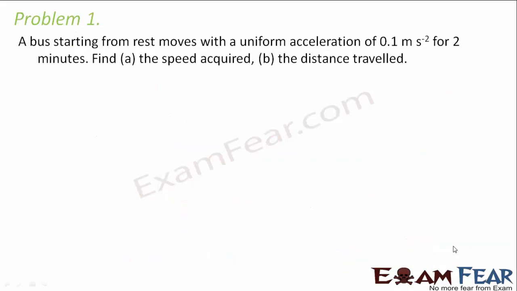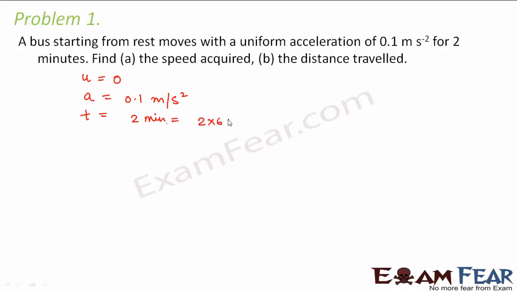So let us look at problem 1. It states, a bus starting from rest moves with a uniform acceleration of 0.1 meter per second square for 2 minutes. So the bus starts from rest, so initial velocity would be 0. Acceleration is 0.1 meter per second square, and it attains this acceleration for 2 minutes. So time taken is 2 minutes. 1 minute is 60 seconds. So therefore, this would be 2 into 60, that is 120 seconds.